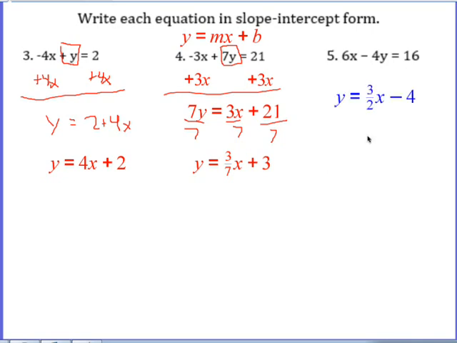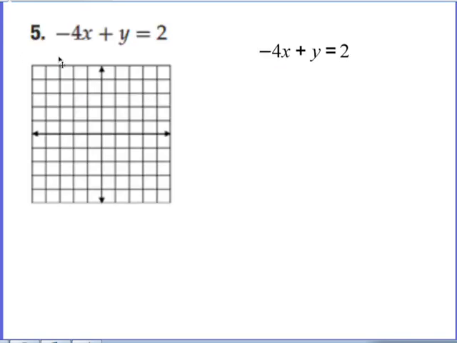So your final answer should have been y equals 3/2, or 3 over 2, x minus 4. If you didn't get that, put a circle around that one so you can ask about it in class. Here's the next example. So negative 4x plus y equals 2, and we would need to graph this. So again, first thing I have to do is get the y by itself.